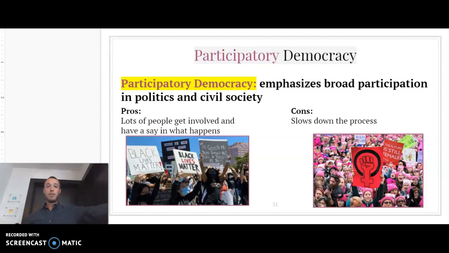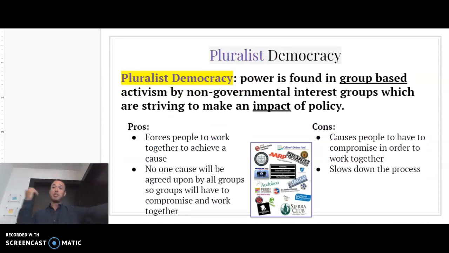Now, time to talk about pluralistic democracy. What you need to make sure you know about this is that it is group-based, and we're talking about non-governmental interest groups. I need y'all to hear this, we're not talking about political parties when we're talking about pluralistic democracies. We're talking about interest groups a lot of the time, especially in today's day.